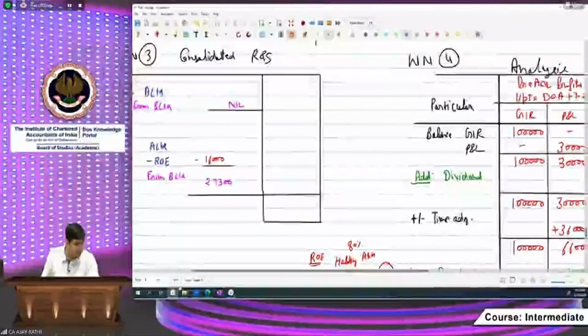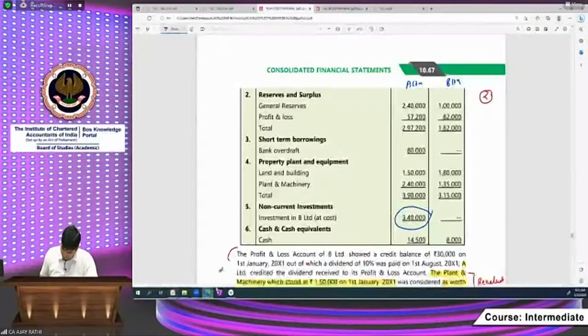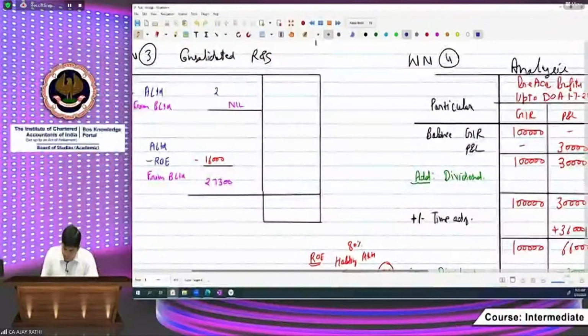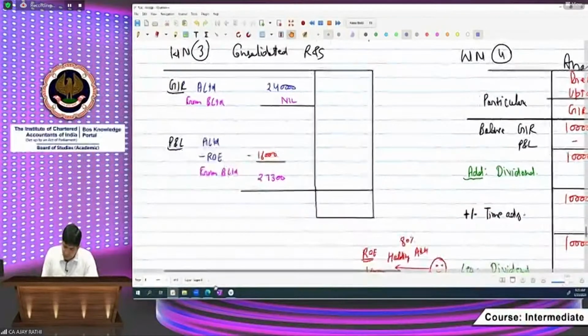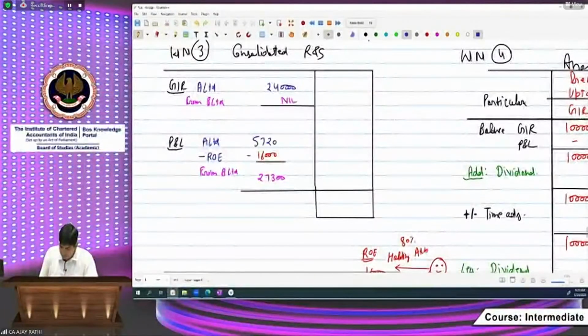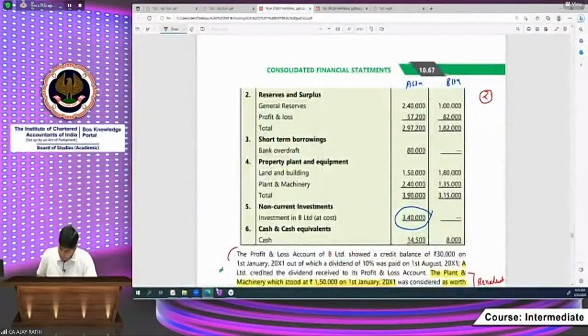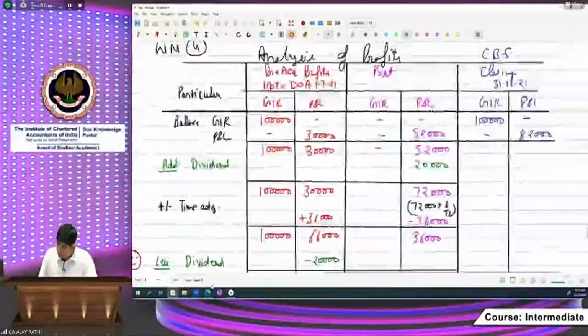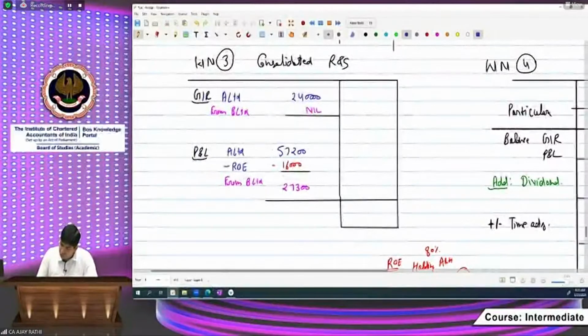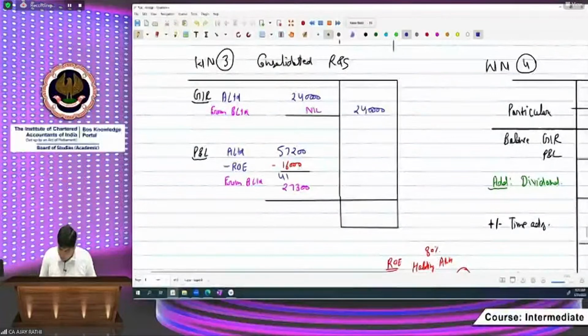Yes, beta. That is 2,40,000 for general reserve. And for profit and loss, that is 57,200. You have already put 1,82,000 in the analysis of profit. See, check 1,82,000. You have already analyzed, so there is no need to do it again. Can you please do the total? Yes, 2,40,000 is there. And 57,200 minus 16,000. The correct profit and loss is 41,200. This is the holding company's.